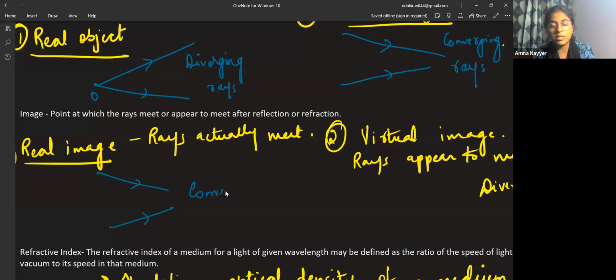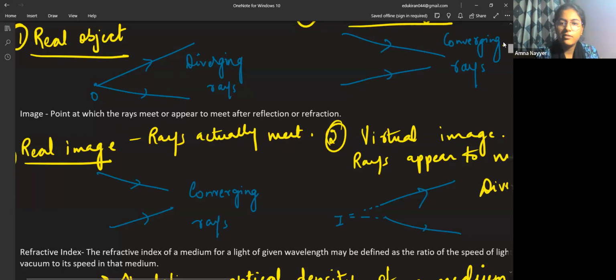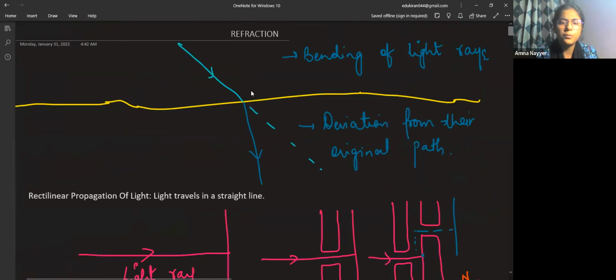So these are converging rays. Fine. So these are converging rays. Secondly, virtual image rays appear to meet. They are actually not meeting. We are producing them. Remember dot dot way. We do not represent it with continuous line. Dot dot, you extend it, and rays appear to meet. So these are diverging rays. It's already written. These are diverging. This is how you have to identify. Like this. You will produce it and you will obtain the image. Fine, write down all these basic points. These are very short points.